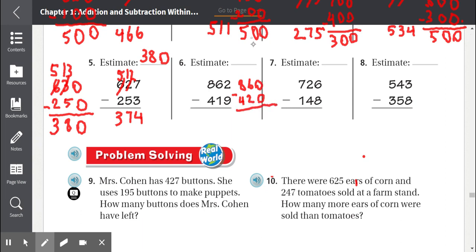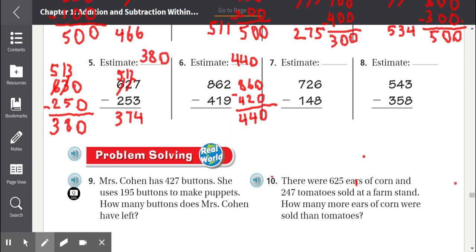We start subtracting from the ones place. 0 minus 0 is 0. We subtract from the tens place. 6 minus 2 is 4. And we subtract from the hundreds place. 8 minus 4 is 4. So our estimate is 440. So our answer should be close to 440.